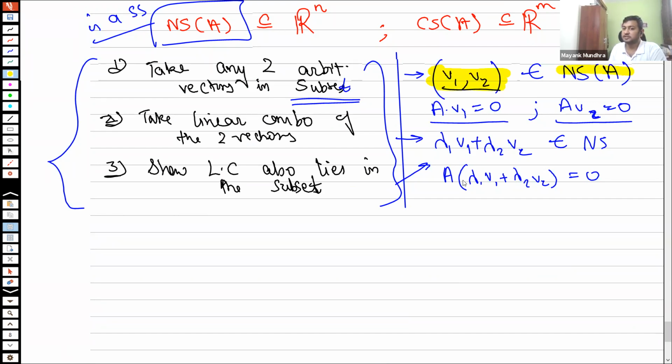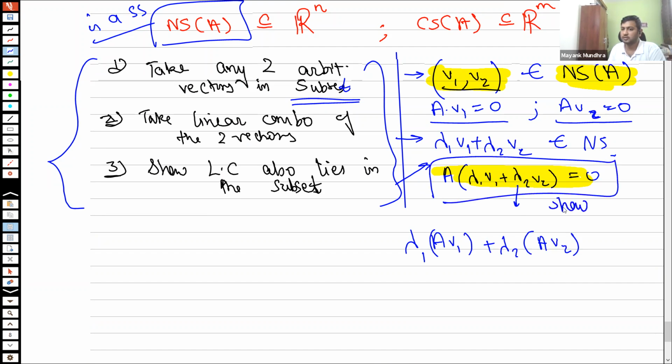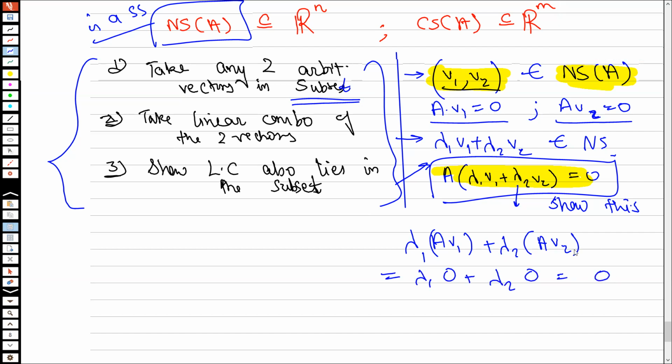So V1, V2 belong to null space. I have to show this thing. So when I open up the bracket, this will just be lambda 1 AV1 plus lambda 2 AV2. I have to show this to be true. This is not given to be true. Since AV1 and AV2 are 0, we get lambda 1 times 0 plus lambda 2 times 0, so that is 0. So this proof is done. Very simple. So the null space is a subspace.